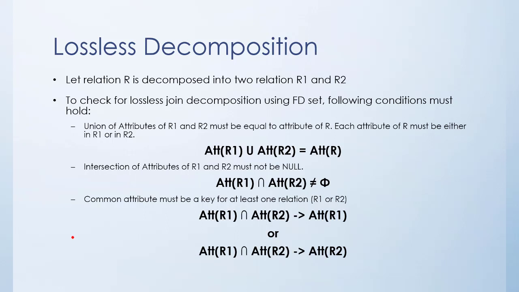So the common attribute between R1 and R2 should be a super key of either R1 or R2. So these three conditions need to be checked when we are going to check whether a binary decomposition is lossless or not. This condition can be extended to more than binary decomposition also, but the process will get much more difficult, or we need a separate algorithm to determine that. So let us take some examples.